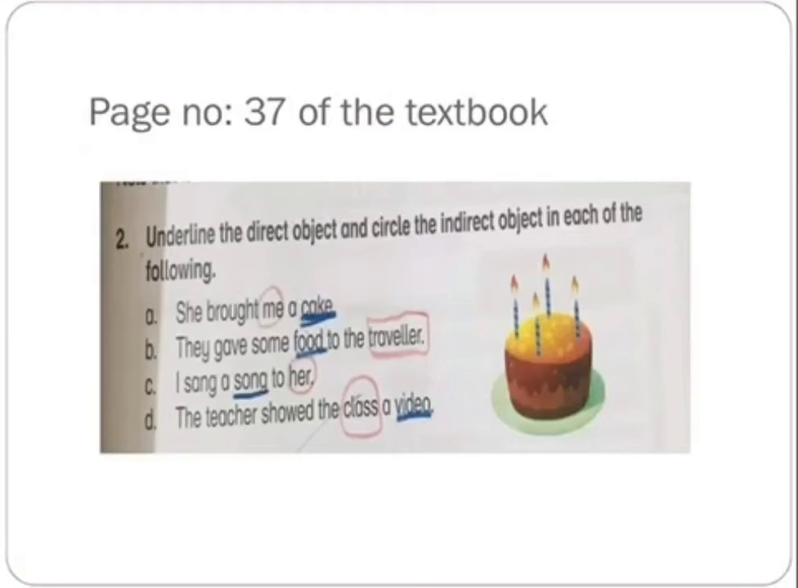The teacher showed the class a video. What did she show to the class? A video. So that is the direct object. And to whom did she show it? She showed the video to the class. So class is the indirect object.